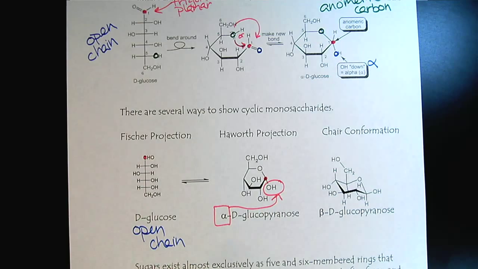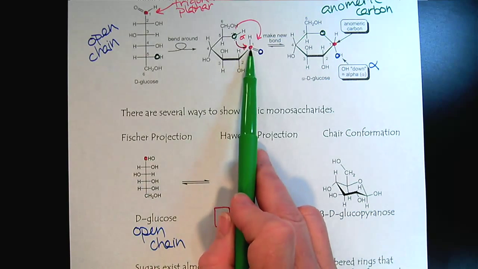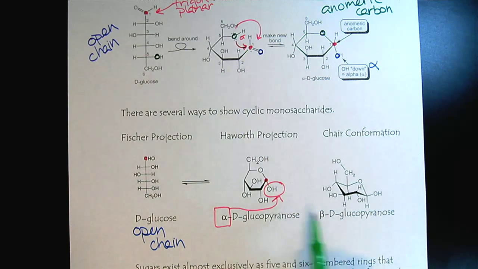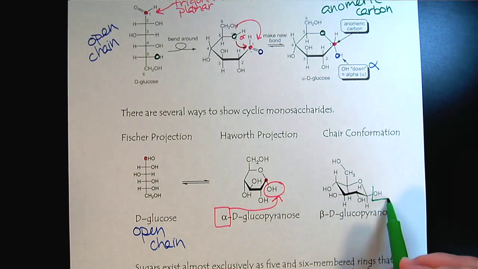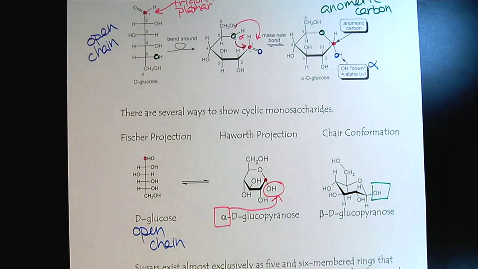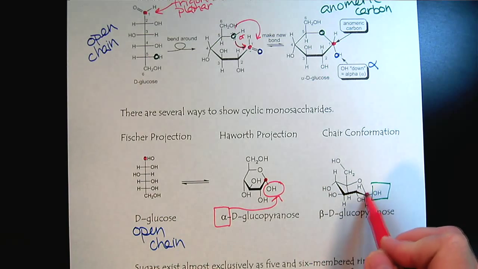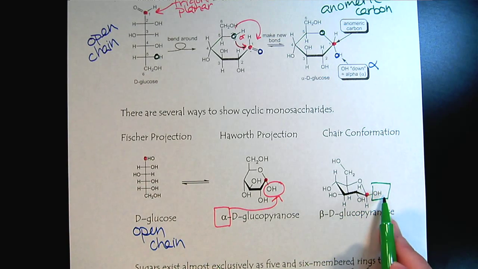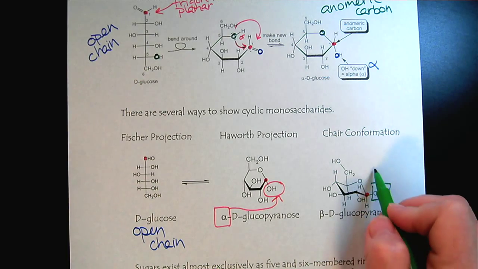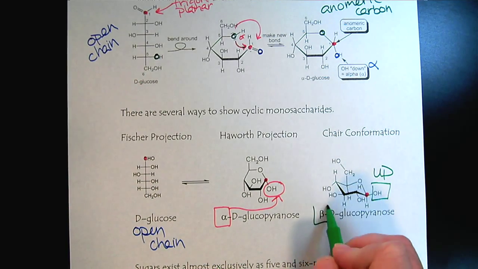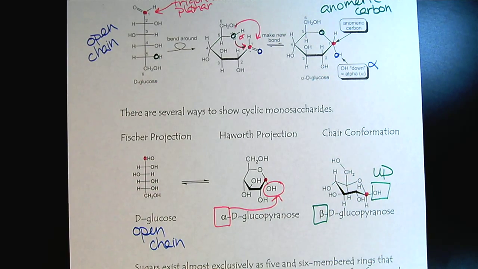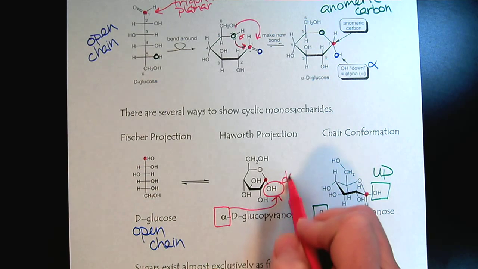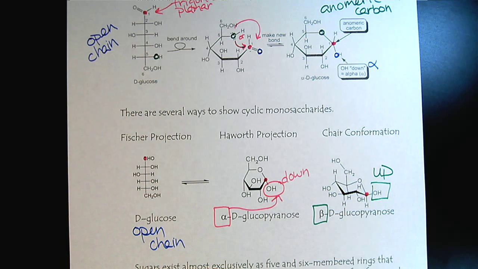But then, as we mentioned, from this trigonal planar geometry, the reaction could go the other way. And so if we notice here on our anomeric carbon, the only carbon in the molecule bonded to 2 oxygens, we now see that the hydroxyl group is pointing up. So when it's pointing up, we refer to it as beta, and when it's pointing down, we refer to it as alpha.